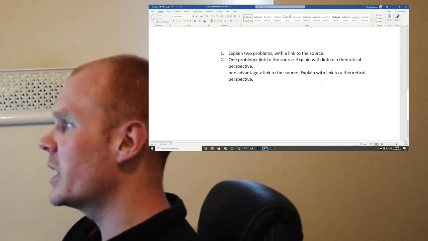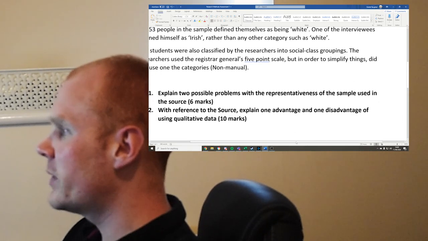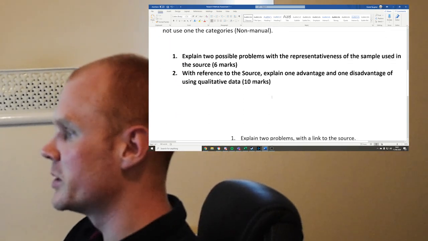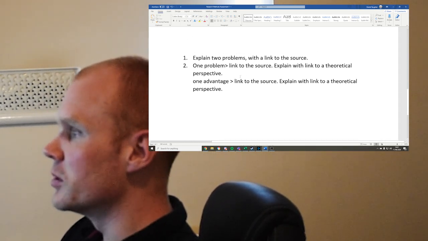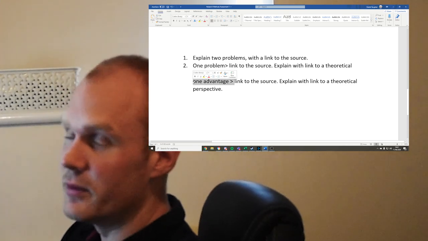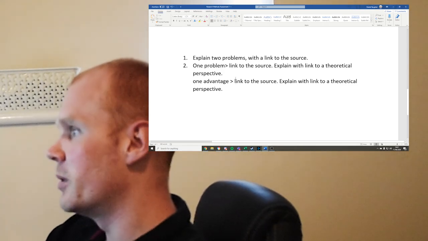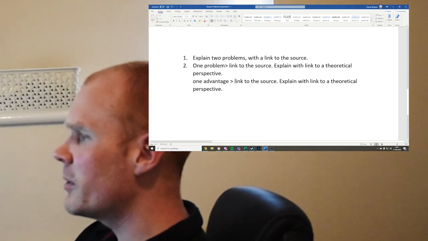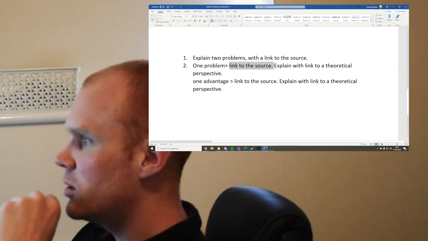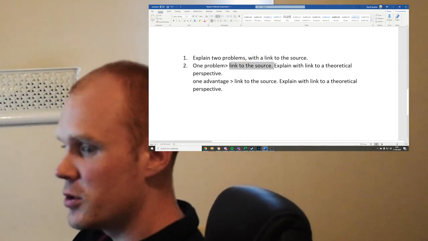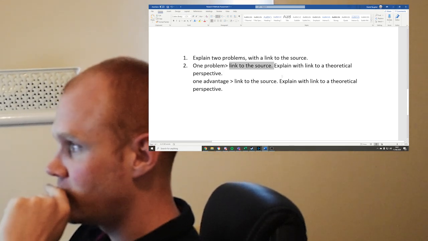So, second question, very simple. We need to explain one advantage and one disadvantage of using qualitative data. You go through one advantage and explain that in full, and then one problem. It doesn't really matter what order you put them in. There are a couple of things you want to include. You want to make sure that you link to the source, because it says so in the question. So show me where the advantage or the problem is in the source, in both paragraphs.